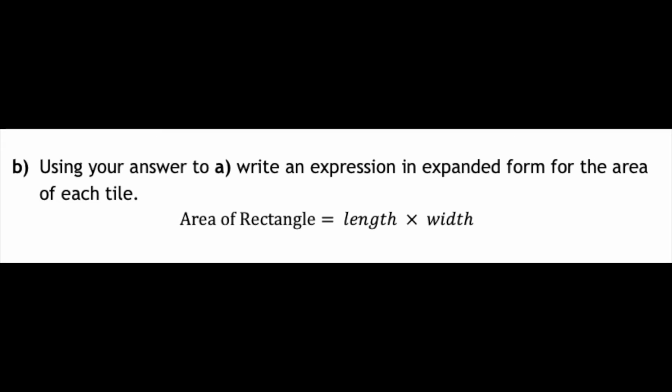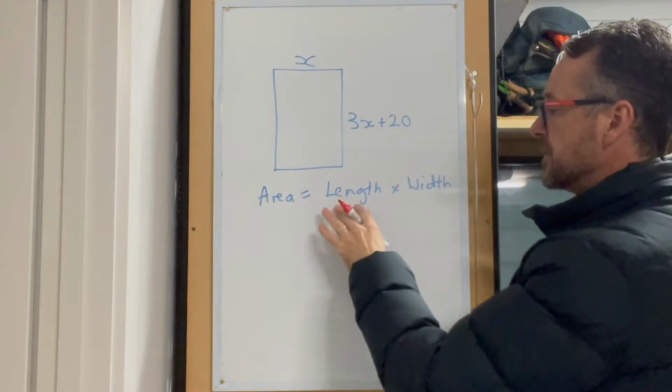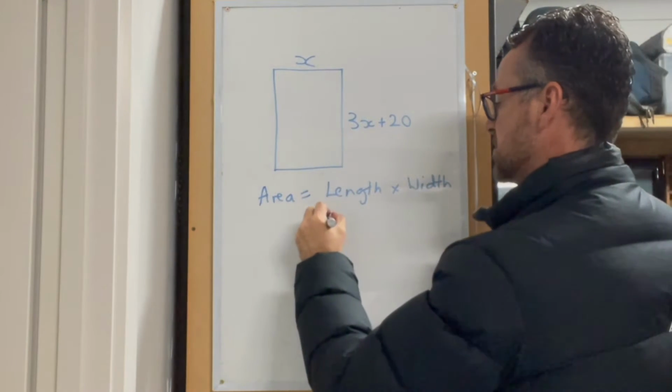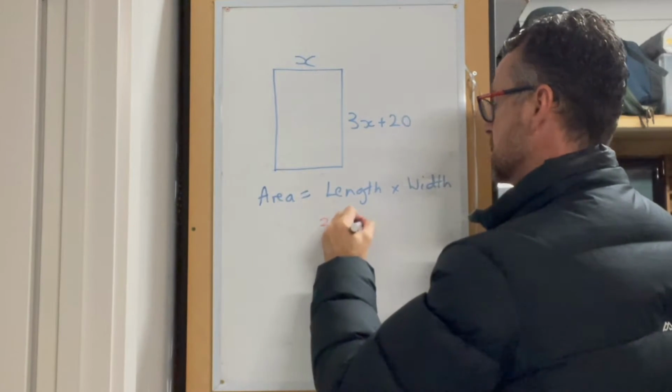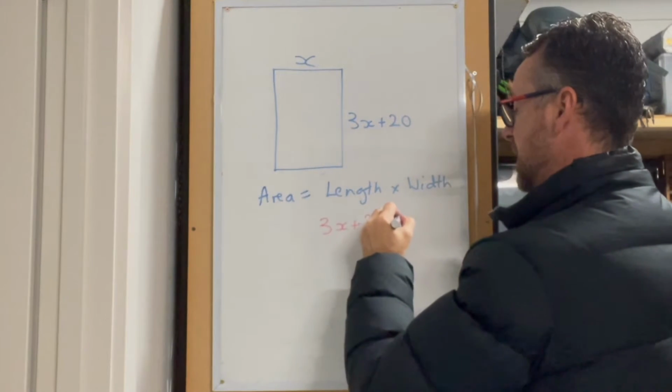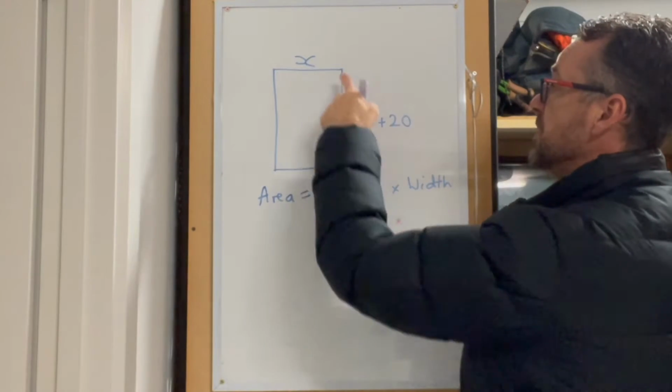Part B asks us to find the area, and it gives us this rule for area. So now we can just substitute in the values we know. The length we know is 3x plus 20, sorry. And we're going to multiply that by the width, which is x.